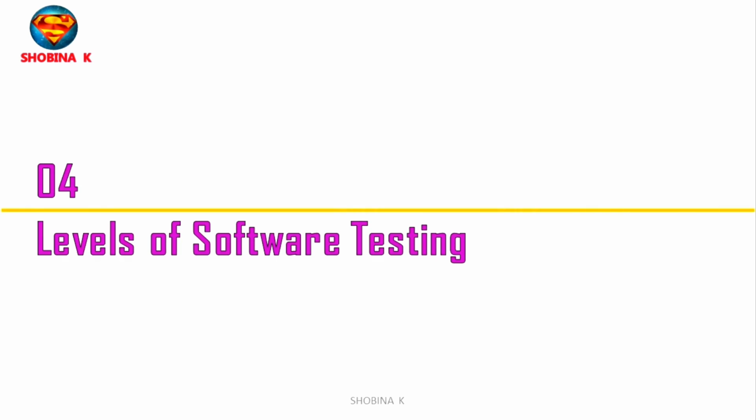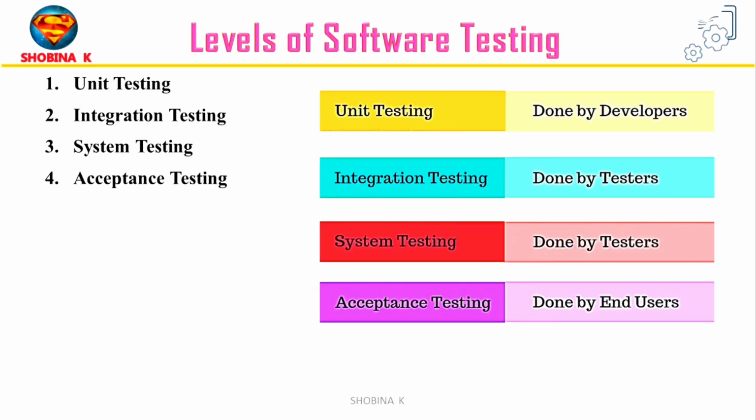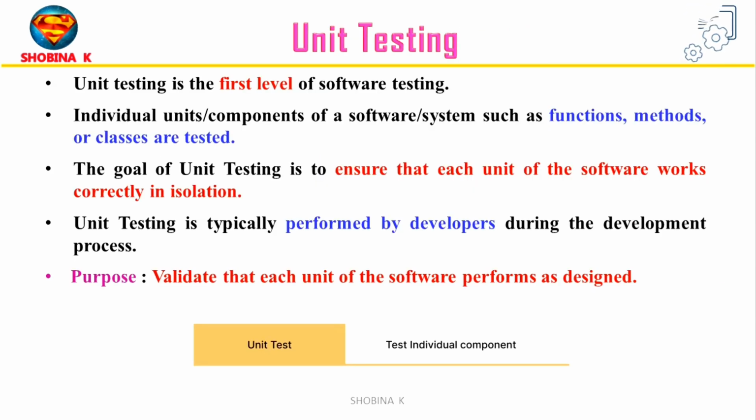Now let's understand the levels of software testing. These are the primary levels of software testing: unit testing, integration testing, system testing, and acceptance testing. Unit testing is the first level of software testing. It focuses on testing individual units or components of a software or a system, such as functions, methods, or classes, to ensure they work correctly in isolation.